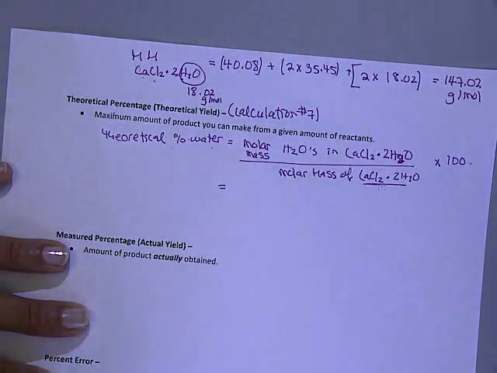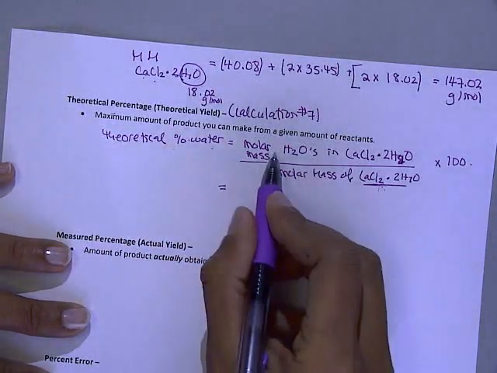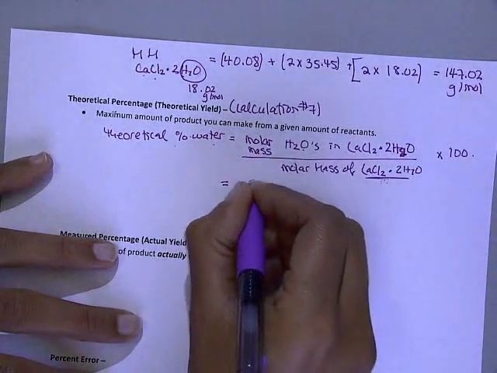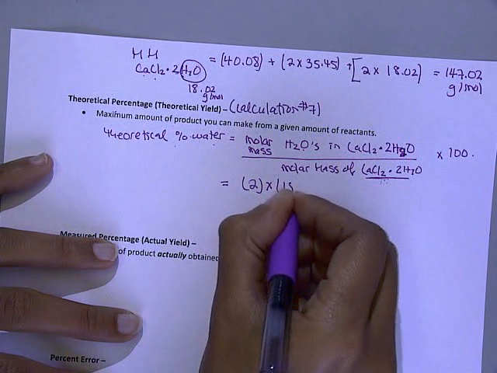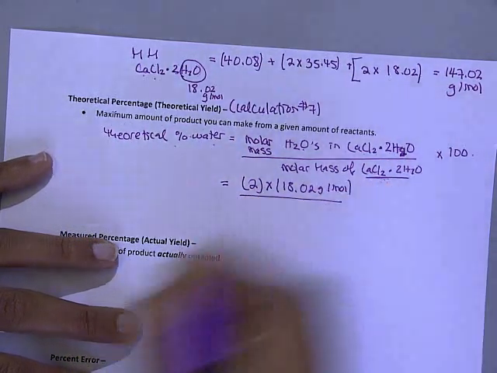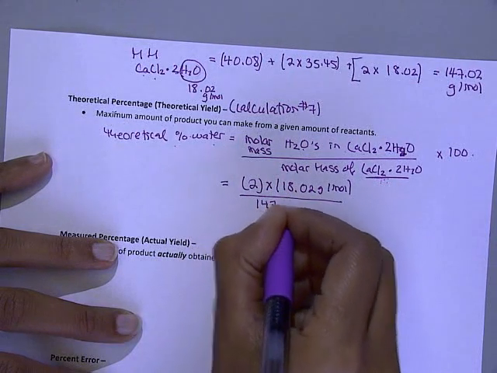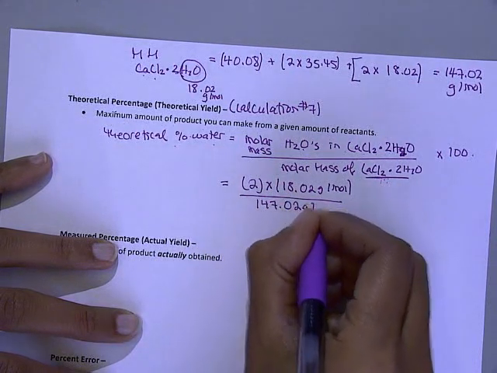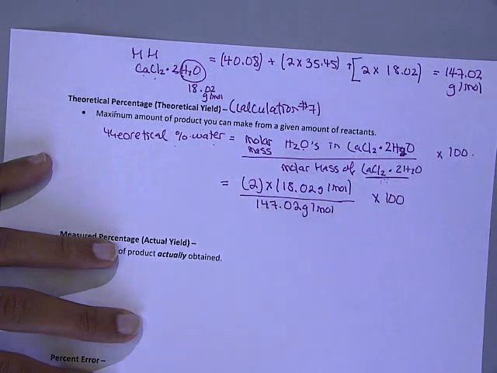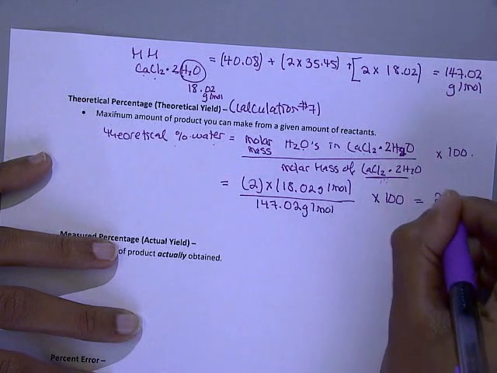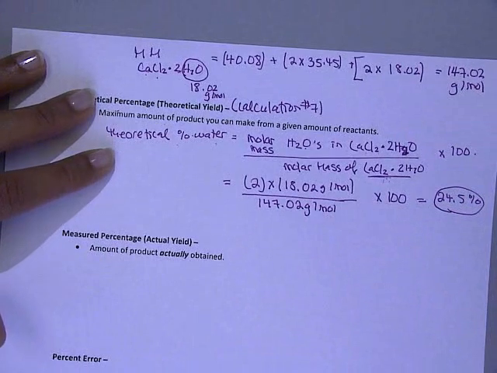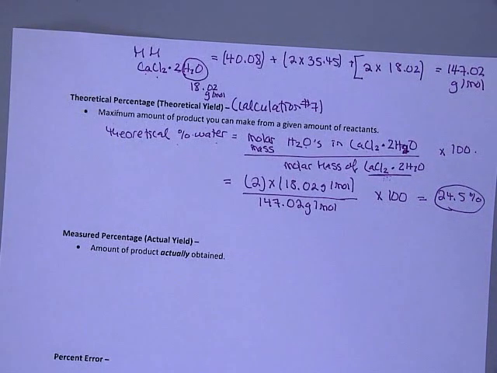So let's fill in what we have here. For the molar mass of waters in calcium chloride dihydrate, we have 2 moles of water here, so it's actually 2 times 18.02 grams per mole over the molar mass of your hydrate, which we just calculated to be 147.02 grams per mole. And whenever you want to find a percent of something, you multiply that by 100. So you should get 24.5%. That's the theoretical yield of water produced, or that theoretically can be produced from this hydrate.